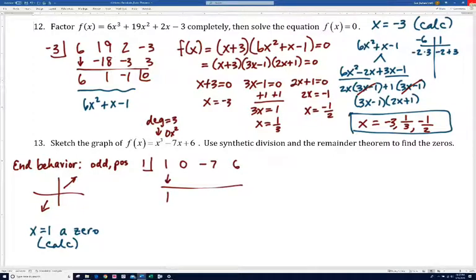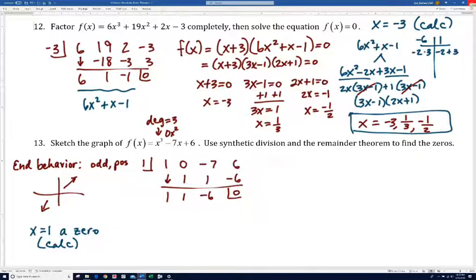We'll drop our 1, multiply, you get 1, add, you get 1. Multiply, you get 1, add, you get -6. Multiply, you get -6. When you add, you get 0. And again, we're expecting 0 because we know that this is a factor. We know that 1 is a 0. Or x minus 1 is a factor.